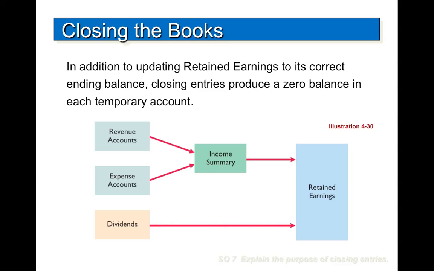When companies prepare closing entries, they could close each income statement account directly to retained earnings. However, to do so would result in excessive detail in the retained earnings account. Accordingly, companies close the revenue and expense accounts to another temporary account, income summary, which is right here. And they transfer only the resulting net income or net loss from this account to retained earnings.